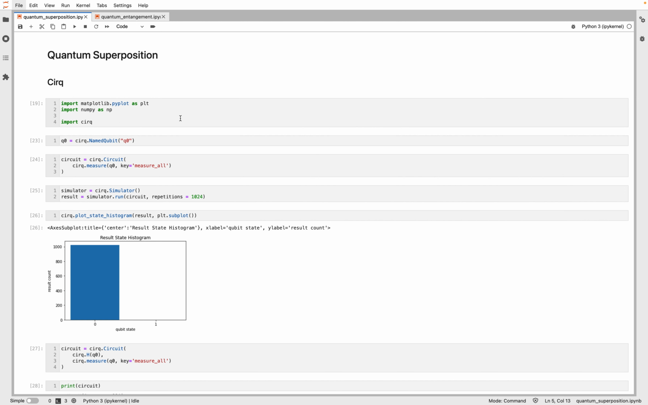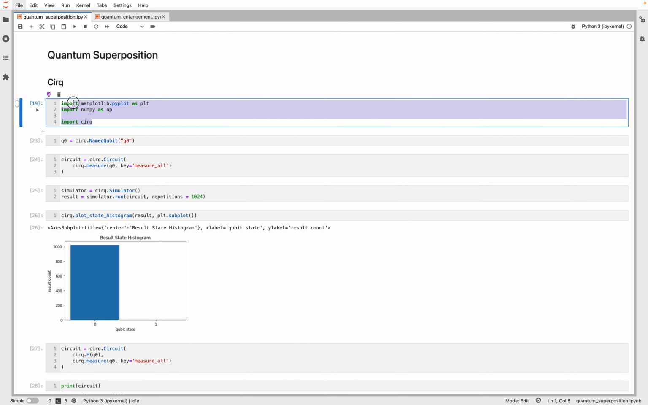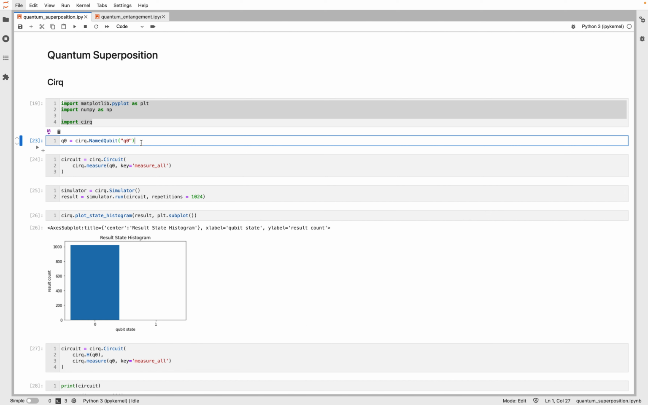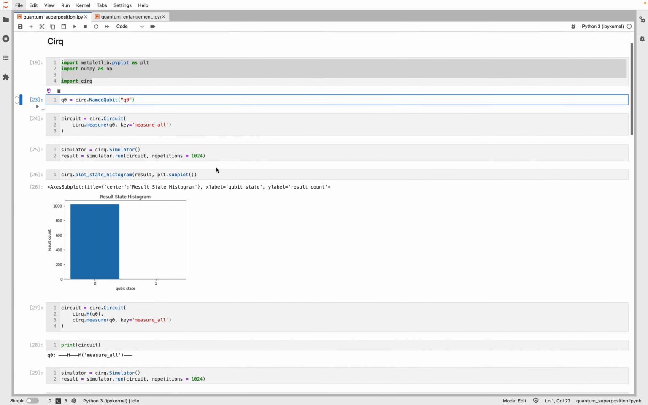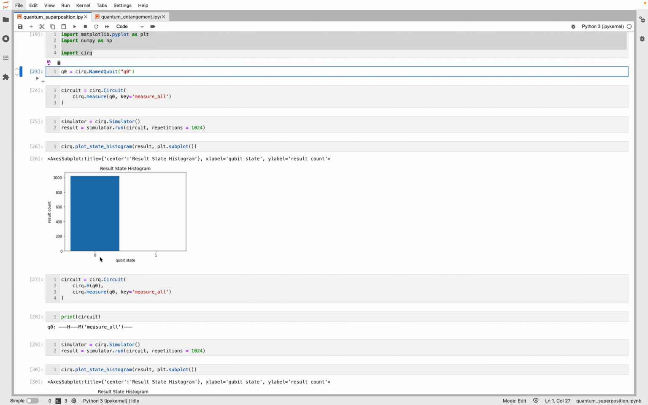We will demonstrate using Cirq and Qiskit. Cirq and Qiskit are the two most popular quantum computing programming languages. First, we will import the libraries for Cirq, and we create a single qubit state and name it Q0, and we do a measurement on this Q0 qubit, and we go through a simulator and plot out the result. As you can see, there's only a pure single state 0.